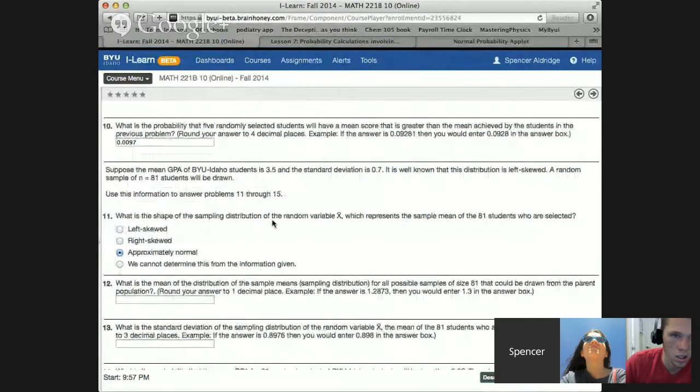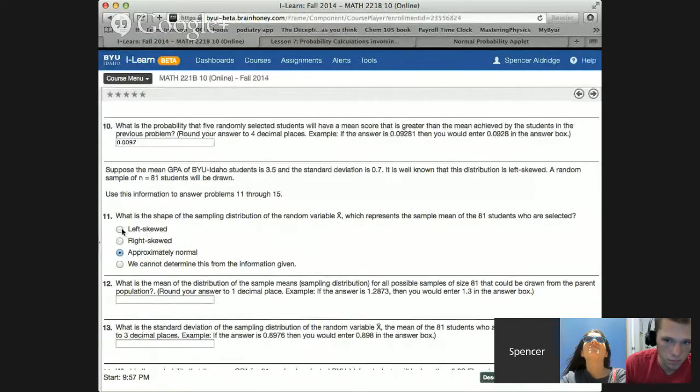Is there a certain way to know, like a certain sample size or higher? I guess if we knew the mean GPA of BYU Idaho students. So if we're looking at the population of BYUI students, so 81 out of, I don't know how many students there are, but let's just say 15,000. That's actually probably not a good sample size. So then it would be left skewed. Or we just can't really know. I don't know.